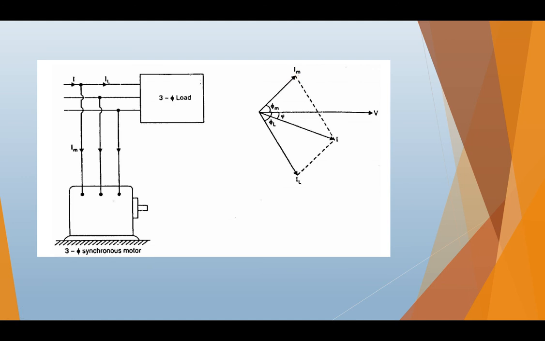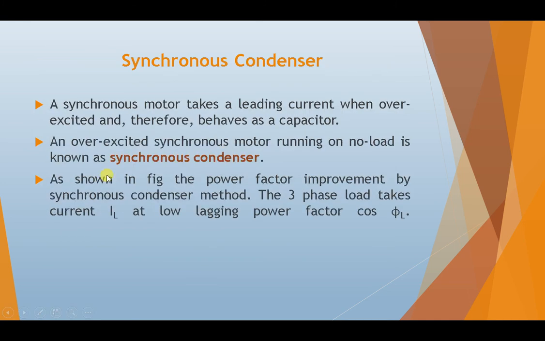Now the resultant of these two currents, IL and IM, is I. Resultant of IM and IL is I. So we see that it lags behind the voltage by a lesser angle than IL. So in this way, as shown in this vector diagram, the power factor is improved. It is described here in the figure: the power factor improvement by the synchronous condenser method.